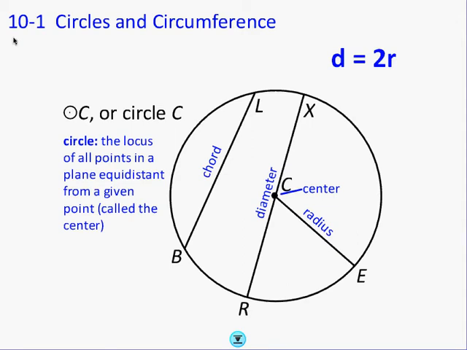This lesson is on 10.1 and 10.2. 10.1 is just a basic introduction to circles, including their circumference, and 10.2 is on angles and arcs, specifically central angles and arcs of circles. Much of lesson 10.1, if not all of it, is a review for you.